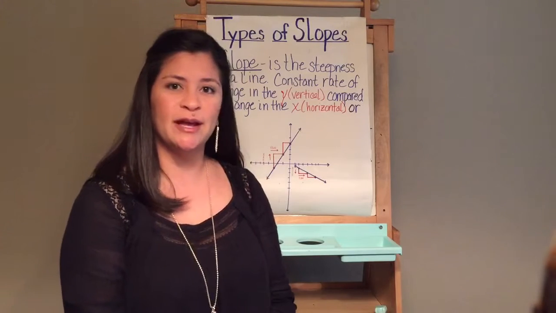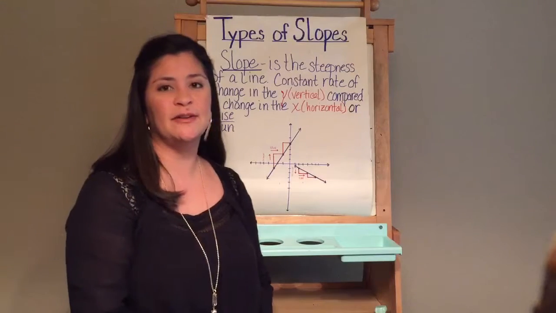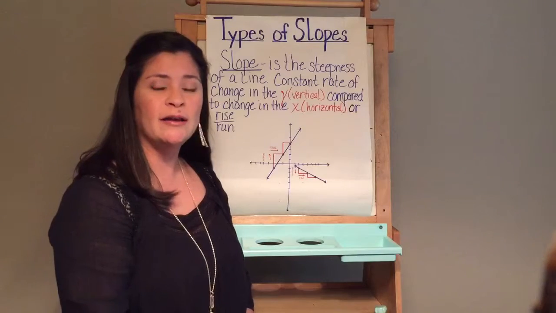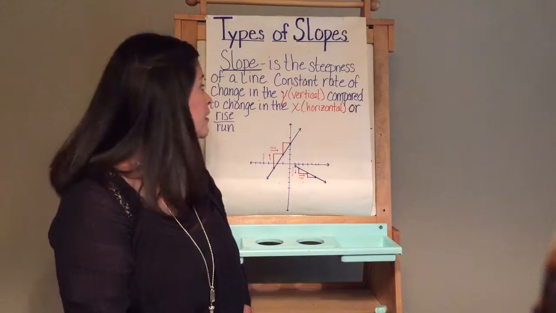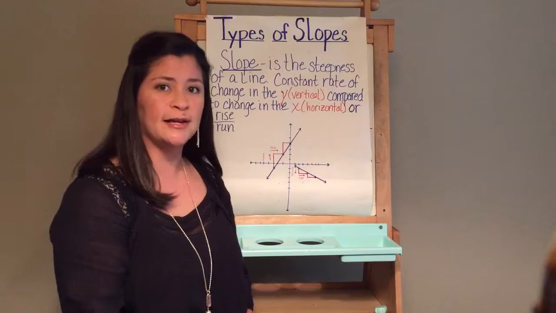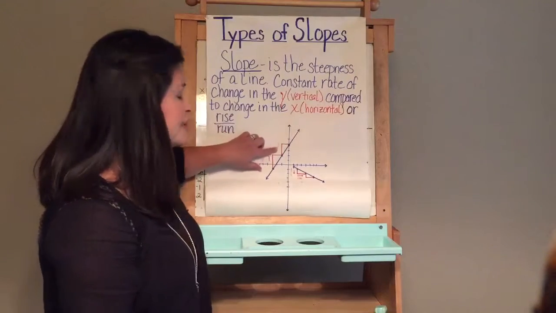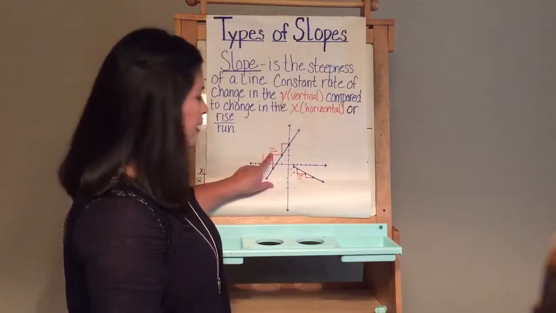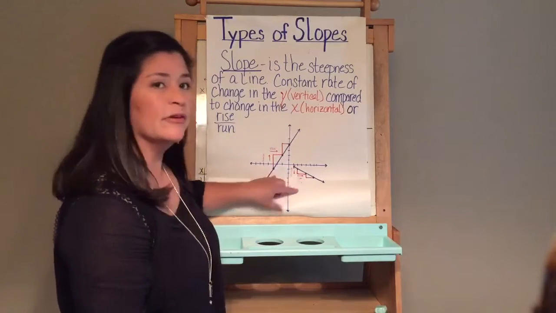The first definition we have is the slope. A slope is the steepness of a line. It is the constant rate of change in the y, or the vertical axis, compared to the change in the x, or the horizontal axis. We also know this as rise over run. We're looking for the change in the way it slopes. This is the rise, it's going up, and the run is coming over. It can also go down and go over.